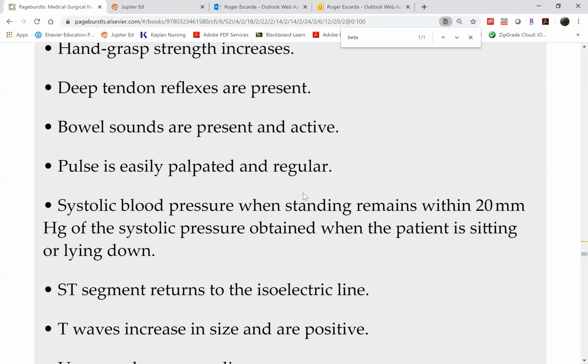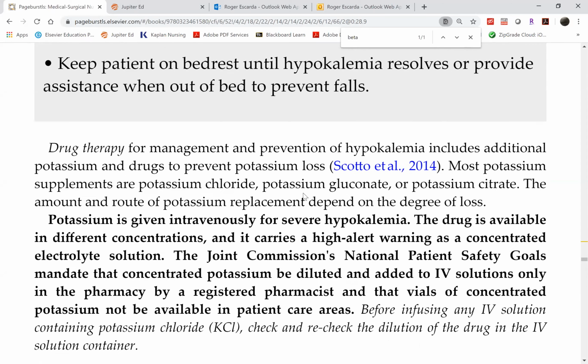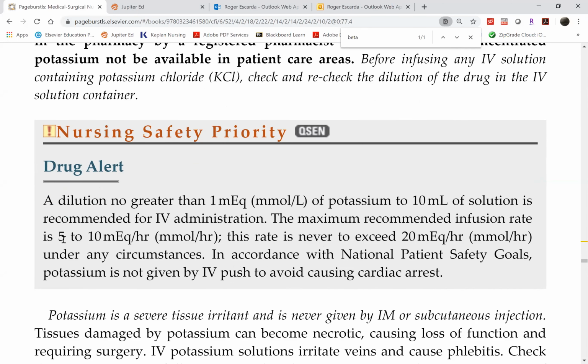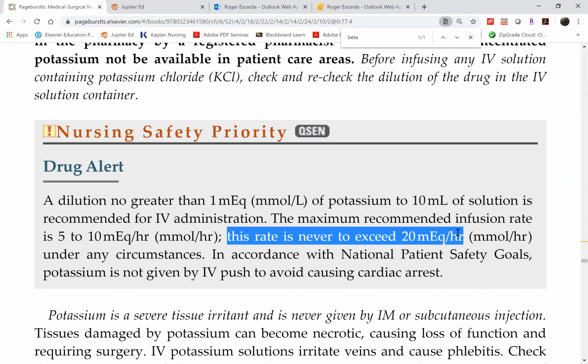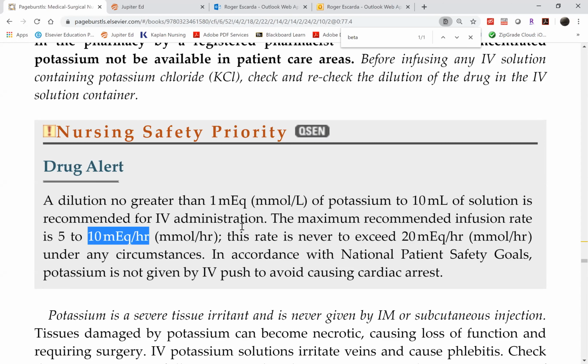Although somewhere here in a drug alert, it tells you that it's still the same 5 to 10 milliequivalents per hour in IV. However, the rate is never to exceed 20. That means you can extend it to 20 mEq per hour, but personally, or any nurse I know, we've never given potassium at a rate of 20 milliequivalents per hour. It's just too risky. So in my career, I've never given it higher than 10 mEq per hour. Besides, the patient will complain.